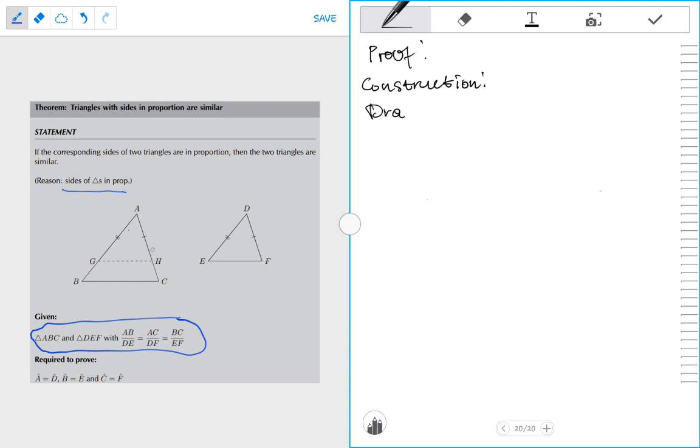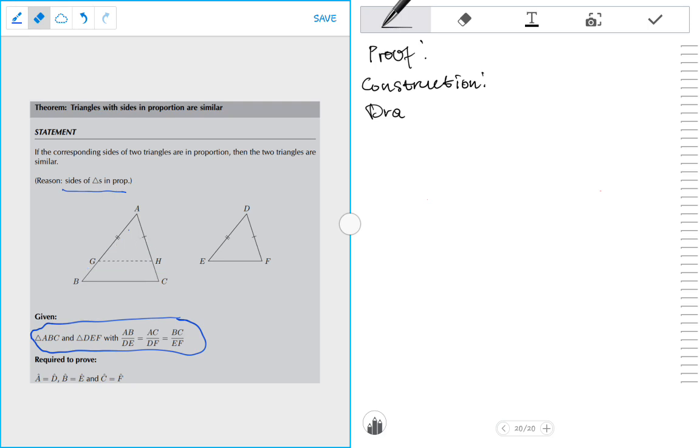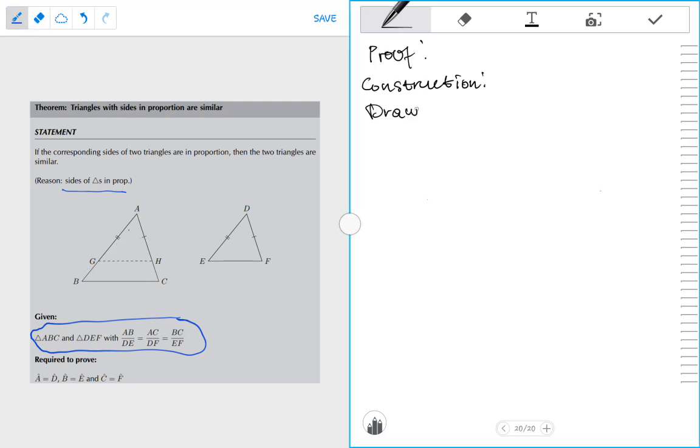I told you that this line is not there basically, so you really need to construct it. So draw GH, or line GH, such that... let me just say line so that people can see that I'm talking about a line. Draw line GH such that AG is equal to DE and AH is equal to DF.